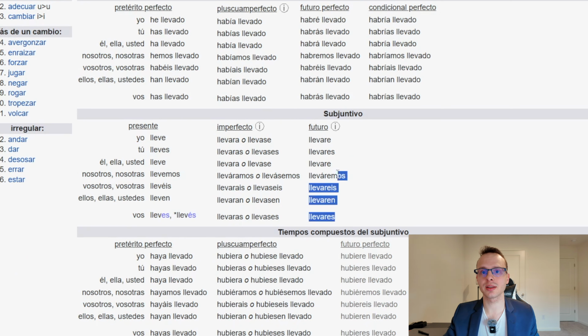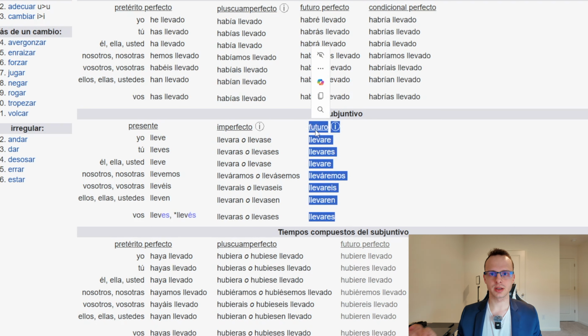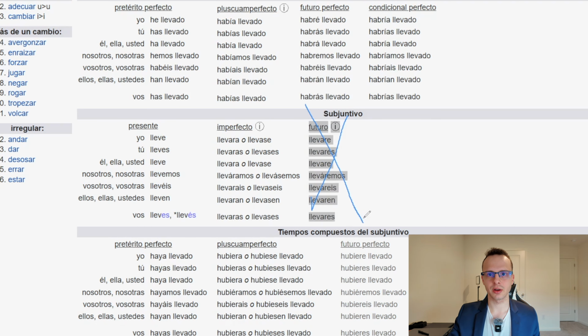I don't even know why this is here. The future subjunctive does not exist. No one uses it. It's not even a thing. So you can literally just cross this out. Never use it.